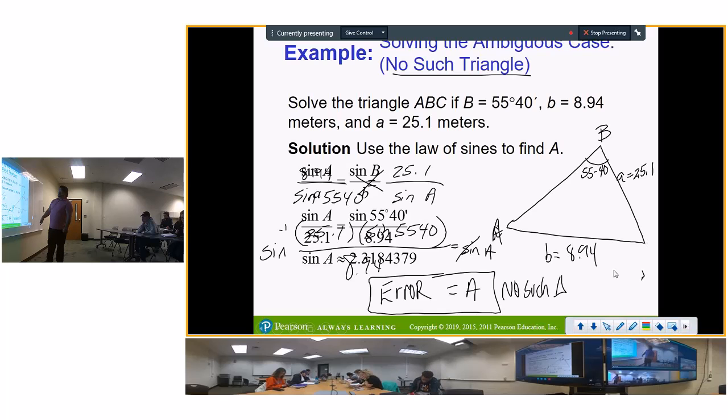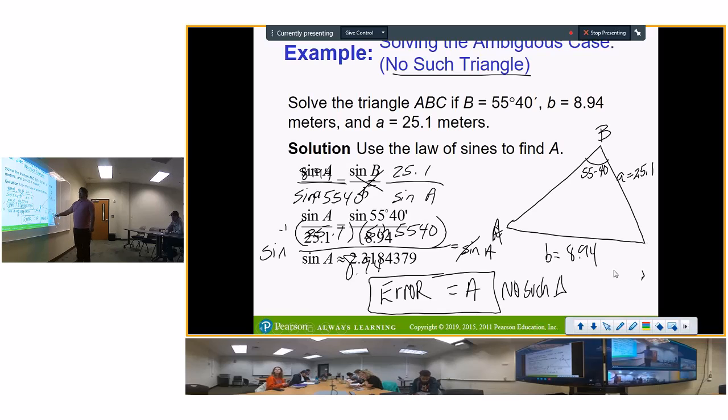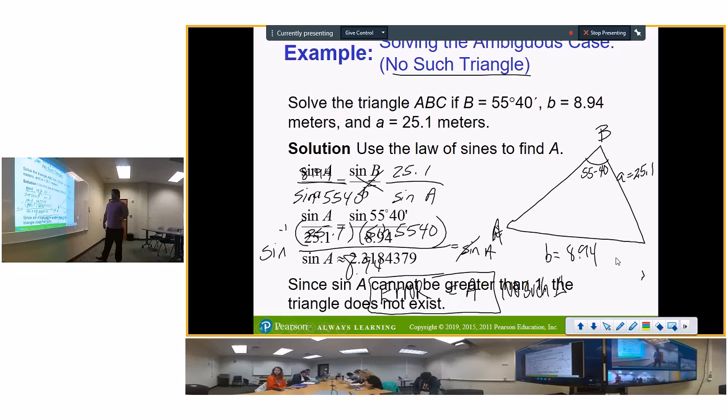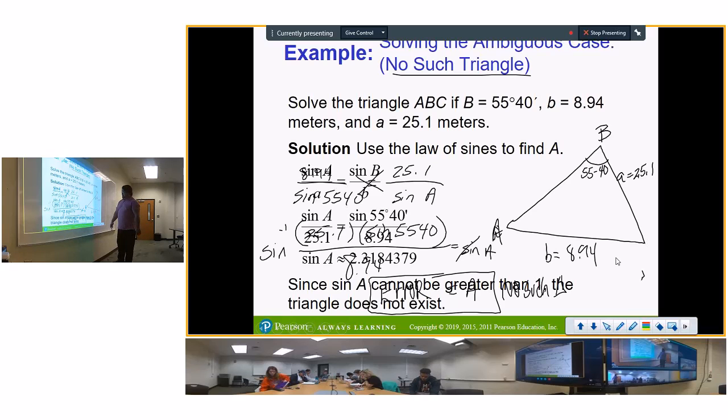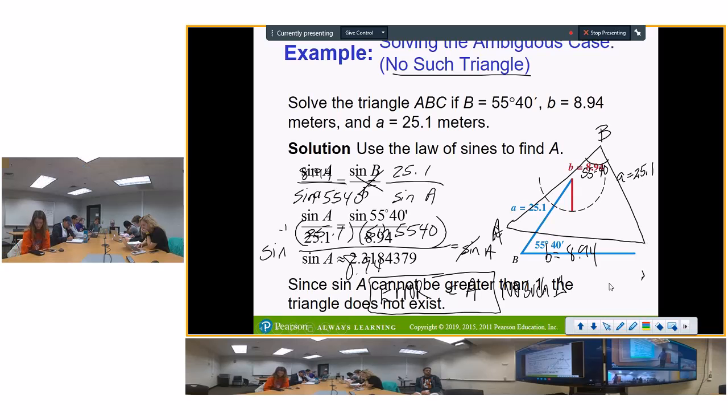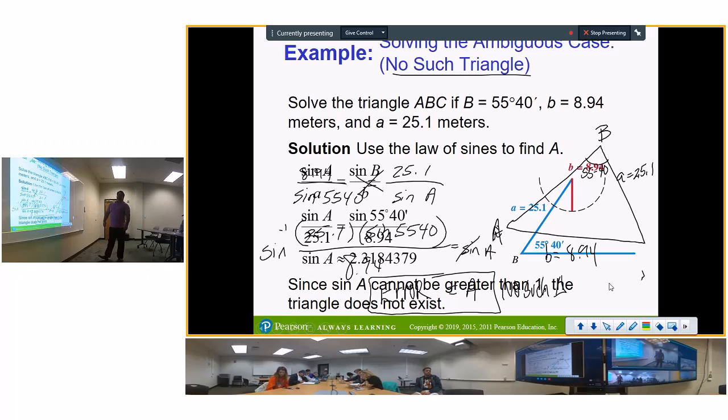Did they get it? Yeah, they're going to get an error probably. Okay? And we all know that the sine fluctuates between 1 and -1, so that's another reason you know it too. Okay? And that's the kind of angle you're going to get.